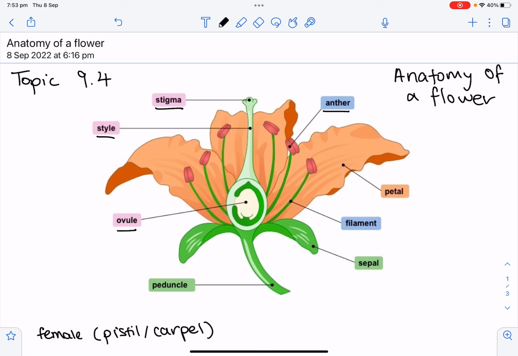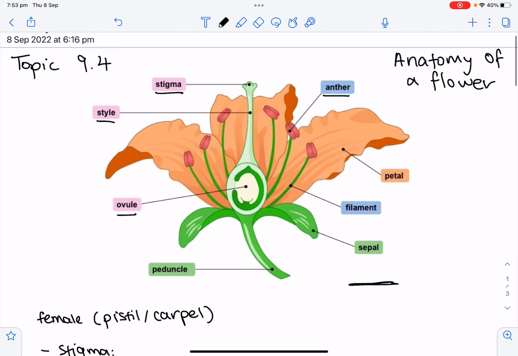Hi everyone, today I'm going to be going over Anatomy of a Flower, which is in topic 9.4 of the HL/IB Biology syllabus. So as you can see here, this is the diagram of a flower, which is the reproductive organ of angiospermophytes, which are basically flowering plants. Flowers contain both the male and female reproductive structures.